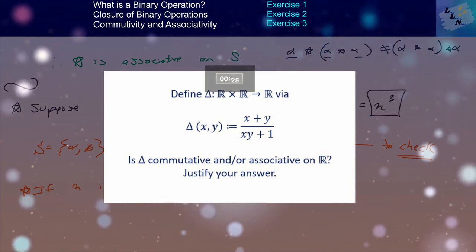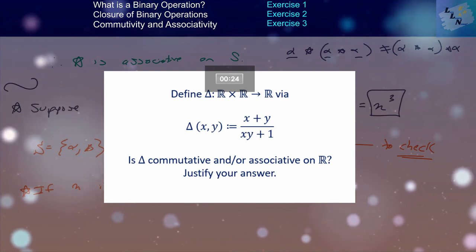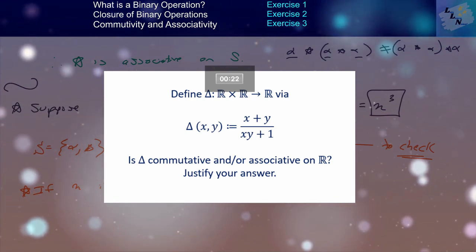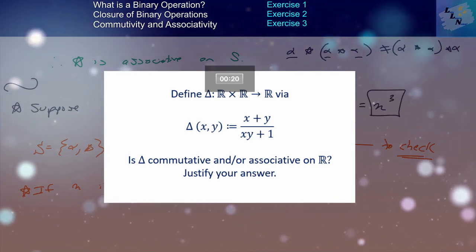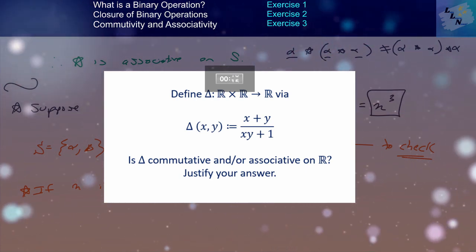Let us define delta again to map R cross R into R via the relation delta of x, y is equal to x plus y all over x times y plus 1. Is delta commutative and or associative on the set R? Justify your answer.